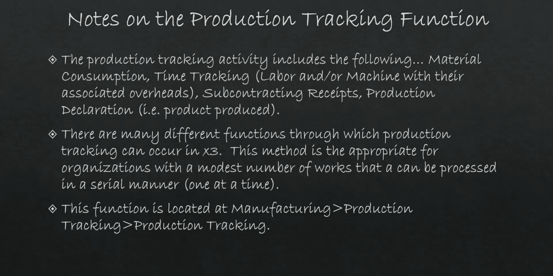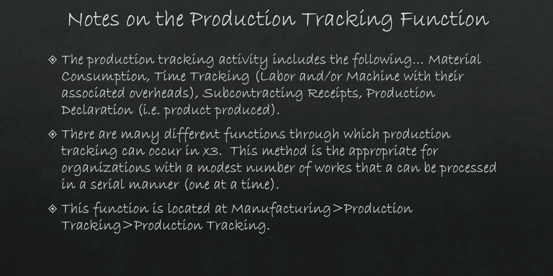Okay, so a couple additional notes on the production tracking. Again, the tracking is made up of 3 different transactions: the raw material or bulk inventory consumption. There's a time tracking function that we'll see where we can record the amount of labor and machine time that was dedicated to the job, and we can also break that up on a setup versus runtime basis.